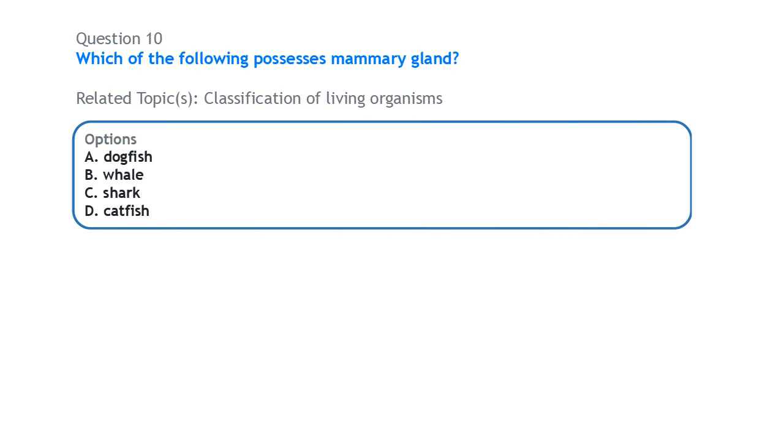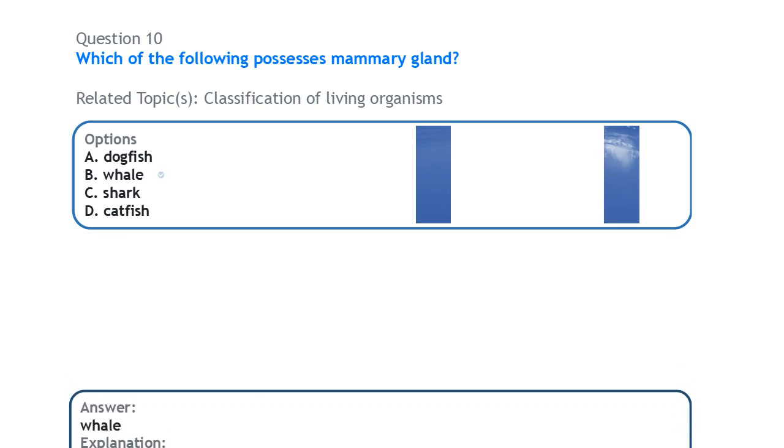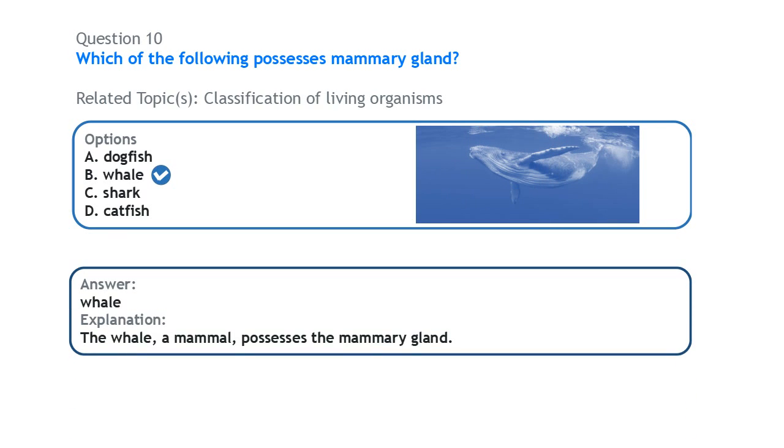Next, on classification, which of the following possesses mammary gland? Mammary gland is found in mammals, and the whale is a mammal, so the whale possesses mammary gland.